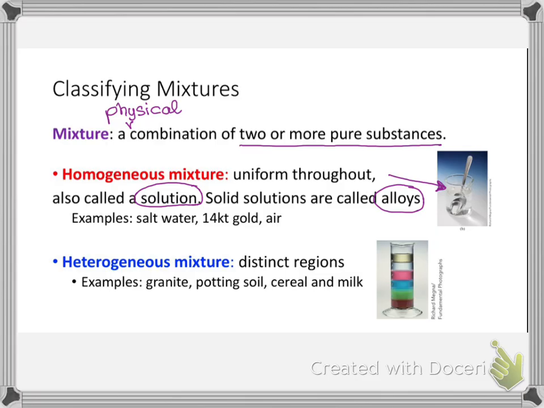Now, heterogeneous, remember that word describes distinct regions. So heterogeneous is something where you can see the different components of the mixture. In this illustration on the far right, we just see layers of different liquids. That's heterogeneous. Something that's heterogeneous might be granite. If you think of granite countertops, you can see the different things that are inside that solid, you definitely see distinct areas, which makes the granite pretty. Things like plants, potting soil, garden soil, it's a mixture of things. And then things like cereal and milk, where you can distinctly see the different parts of the mixture.